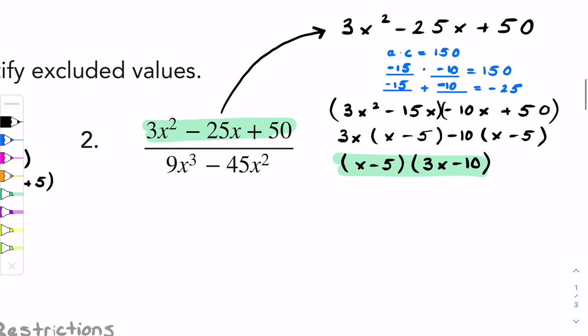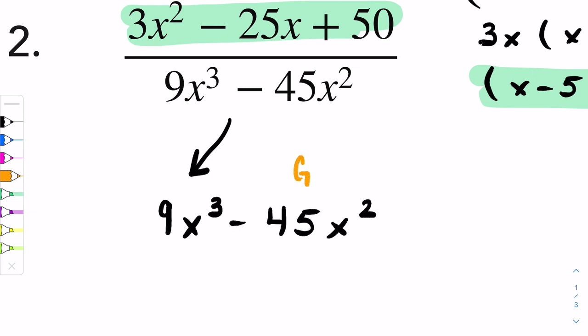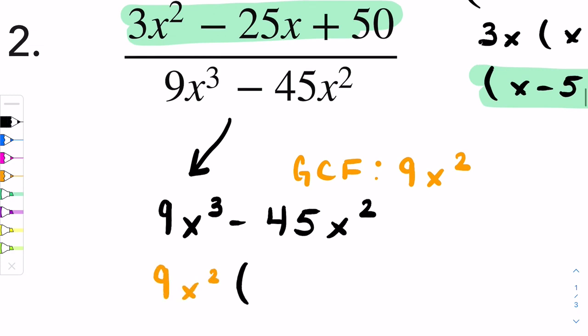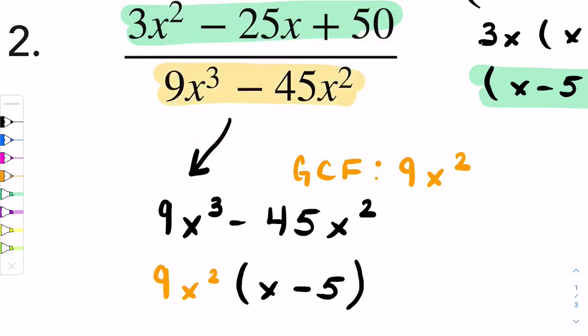Next, I'm going to factor our denominator, and then I'll write them out as a single fraction. So I have 9x cubed minus 45x squared. Recall that the first thing you always check for is a GCF. This one does have a GCF of 9x squared. When I take that GCF out, I'm left with x minus 5. And that is my factored denominator.